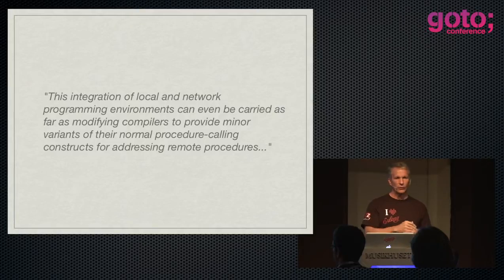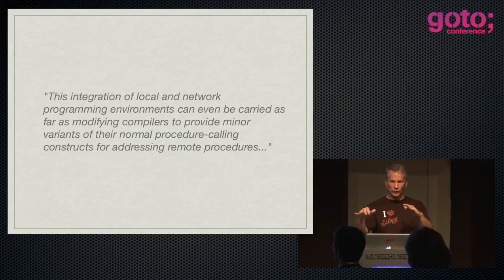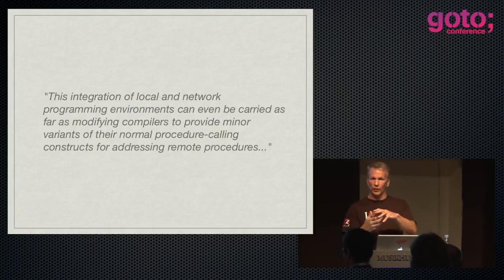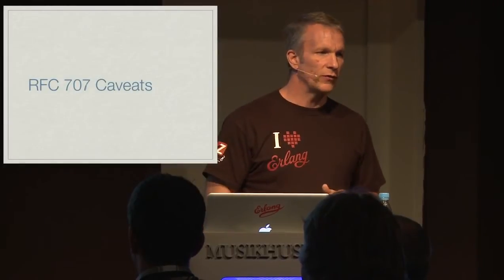And the RFC goes so far as to say, well, compilers generate code to do procedure calls. So we could even have compilers generating specialized code to make remote calls. So instead of having a jump off to a procedure, it would actually incorporate some kind of proxy code that would go and make the call remotely, take the parameters, bring them back, and send them back into the program. It doesn't explain how to do that, but just mentions the idea. So there are some caveats in RFC 707 as well.